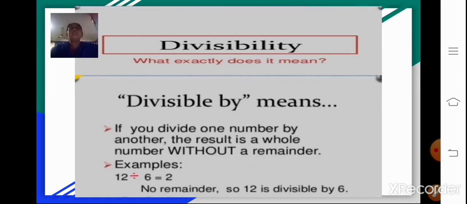Now what is divisibility? What exactly does it mean? Divisible means if you divide one number by another, the result is a whole number. That is, the quotient is a whole number without a remainder, and your remainder will be 0. For example, when you divide 12 by 6, you get the quotient as 2, which is a whole number, and the remainder is 0. So that means you can say that 12 is completely divisible by 6.